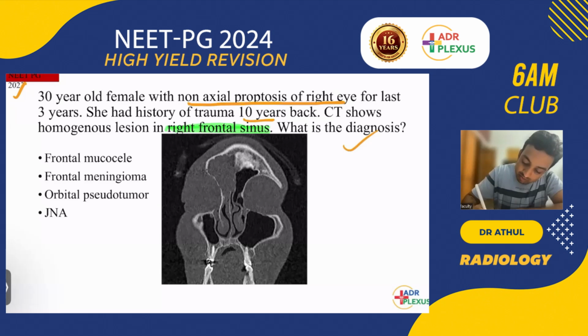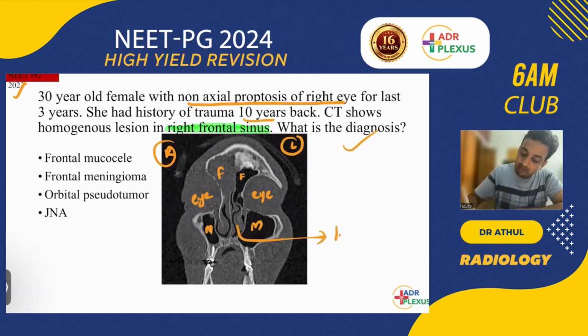This is the eyeball, this is the orbit, and this is the eye. This is the frontal sinus on the left side. This is the right side, this is the right frontal sinus. This is the maxillary sinus. This is the inferior turbinate. I am telling you because they may ask you anatomy. Anatomy of PNS is very easy. So this is the anatomy.